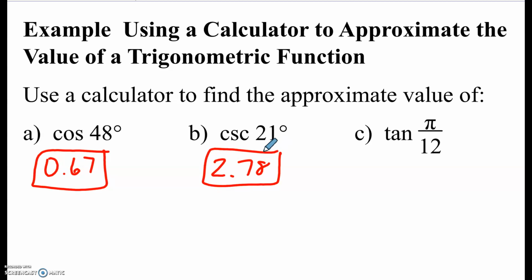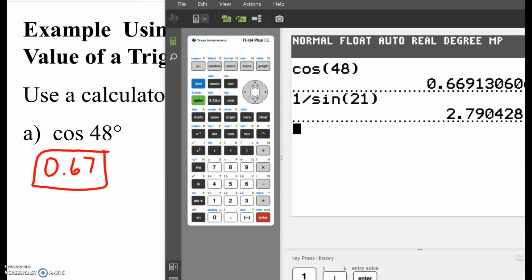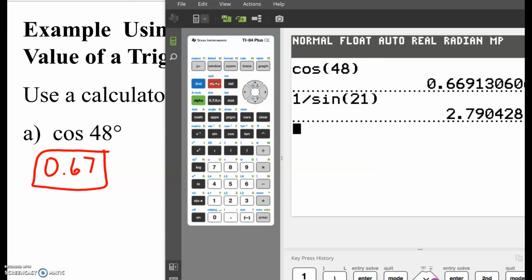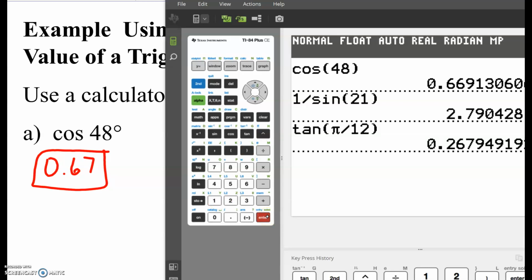Our last angle here is in radian measure, tangent of pi divided by 12. So now I need to go to my mode, switch over to radians. So arrow down, highlight radian, press enter. And I want to find the tangent of pi. Pi is second, and the exponent key, divided by 12. And this is 0.2679. We'll round that to 0.27.